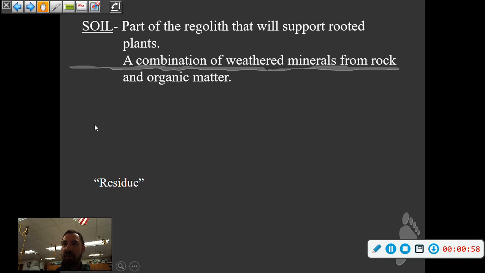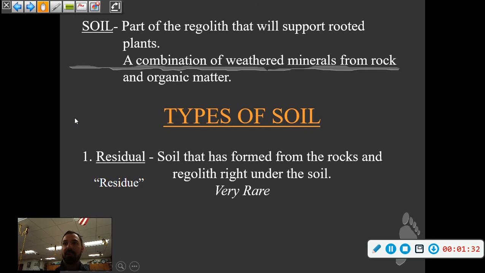Okay, so soil is a part of the regolith. Regolith is just a fancy term for the loose material on the Earth's surface. So soil is the part of the regolith that will support rooted plants. It's a combination of weathered minerals from rock and organic matter. To make it soil, it has to have that organic matter component, and that's what gives the soil its darker color, as you guys know. That darker brown color, almost black looking at times, that's organic matter.